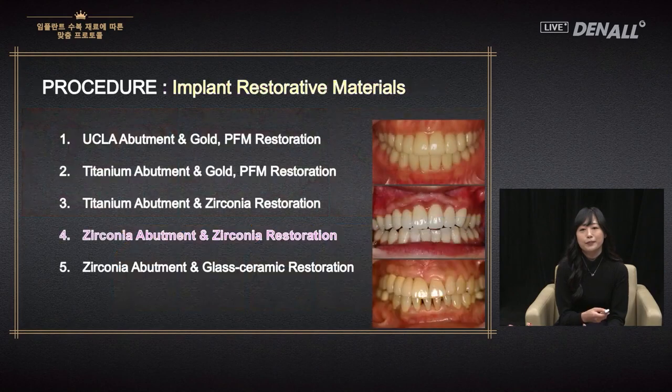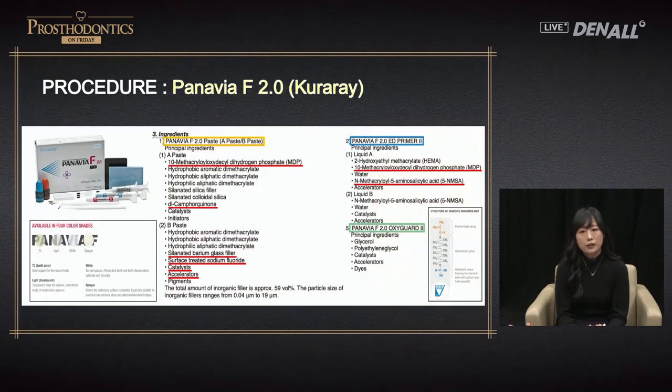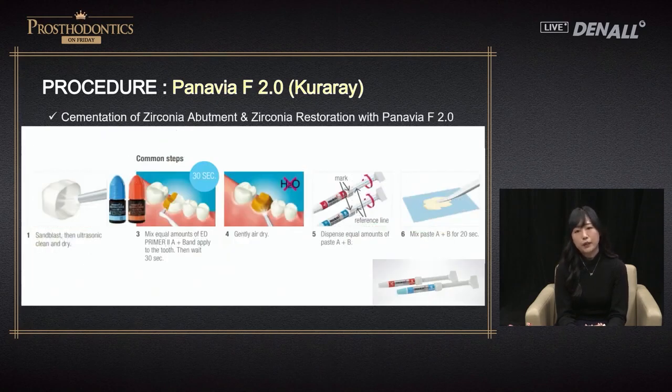I will move on. Now I'm going to talk about zirconia abutment and zirconia restoration and the cementation procedure. As mentioned, a self-adhesive resin cement is used for cementation in the case of zirconia restoration. The cement that is used frequently is Panavia F2.0 by Kuraray from Japan. It is a resin cement. Let me show you the procedure.